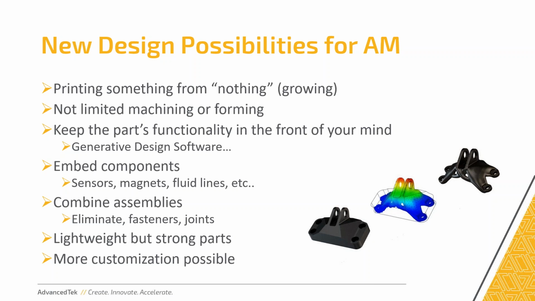So there's a whole new rule book, a whole new playbook for additive, which opens up a lot more possibilities than traditional manufacturing. We're essentially starting with quote unquote nothing and growing a part from the raw material that we're using. We're no longer limited to what I can machine or what I can form or cast or mold.